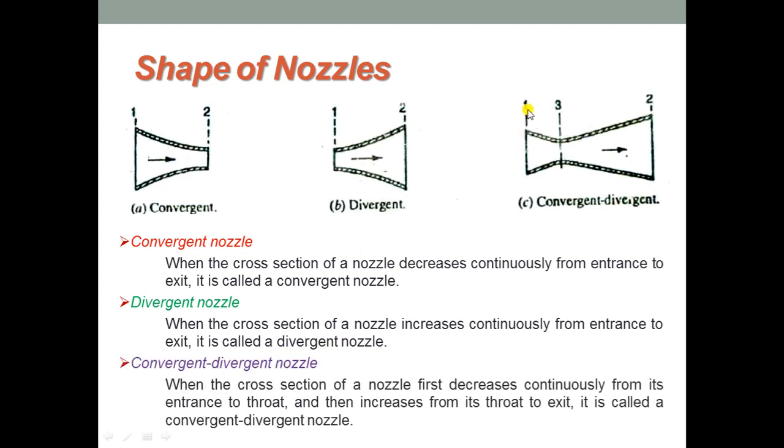When the cross section from section 1 to section 3 decreases continuously from its entrance to throat and then increases from its throat to exit, we call it a convergent divergent nozzle, which is represented in diagram 3. You can observe here, section 3 is called the throat. From the entrance of the nozzle the cross section decreases, and from the throat to exit the cross section continuously increases. This kind of nozzle is called a convergent divergent nozzle.